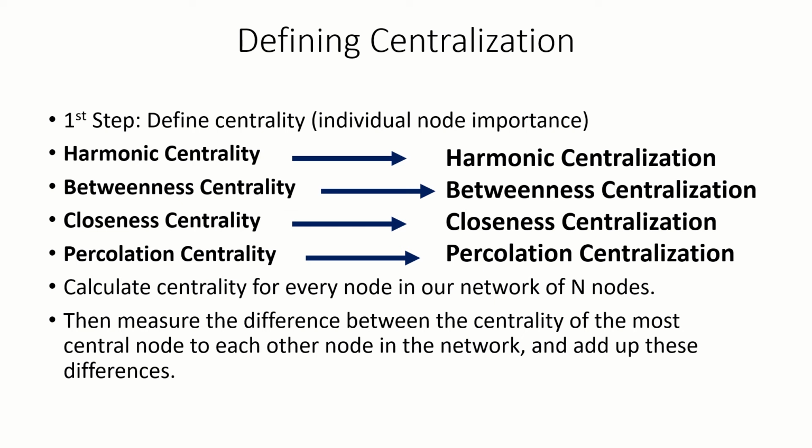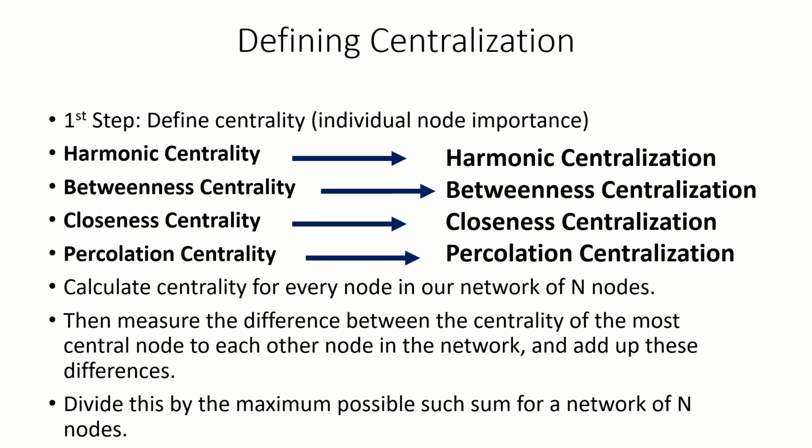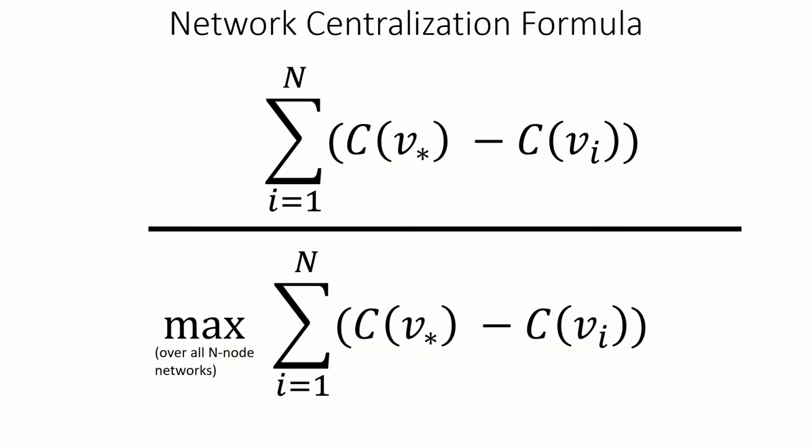Once we've done that, divide that sum by the maximum possible such sum of differences for a network of that size, obtaining a number from 0 to 1, as the numerator will be somewhere between 0 and the denominator. This number will tell us how centralized our network is compared to the most centralized network possible with that size. We can represent this as a formula like this. Let's dissect this formula, as all it's really saying is what we just covered before.